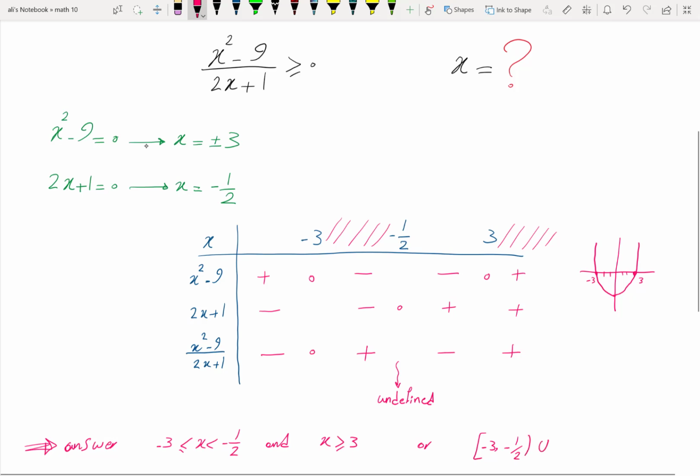Therefore, the answer to our problem is x's between -3 and -1/2, along with the set of 3 to positive infinity.